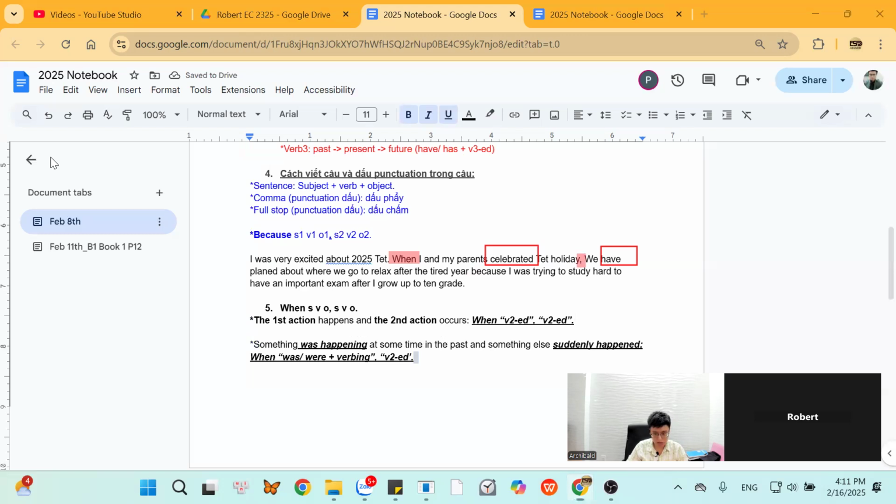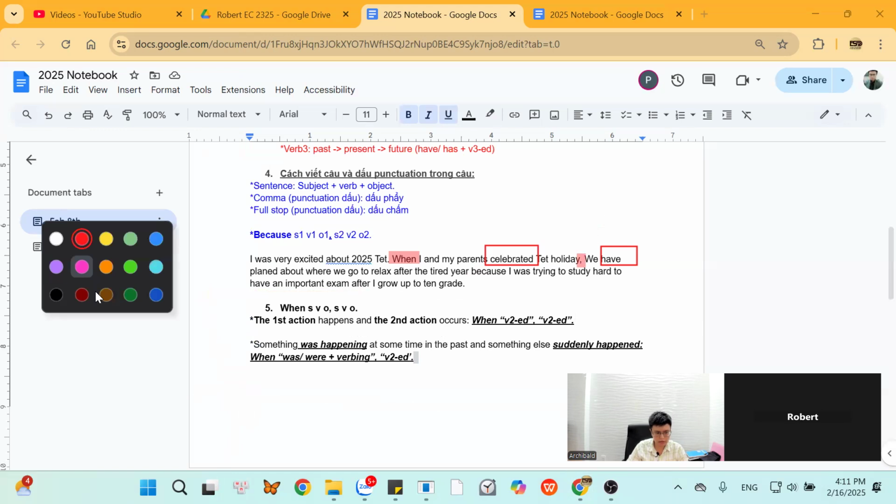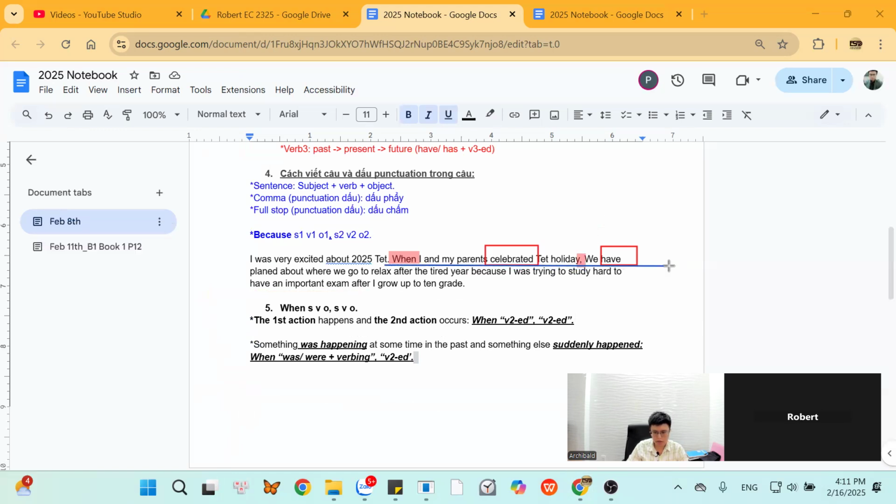Alright, so here, Robert, please look at your sentence. Look at this sentence. When my parents celebrate the 10th holiday, we have planned about where to go to relax after the entire year.